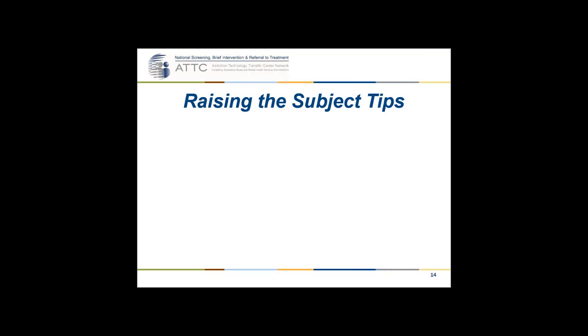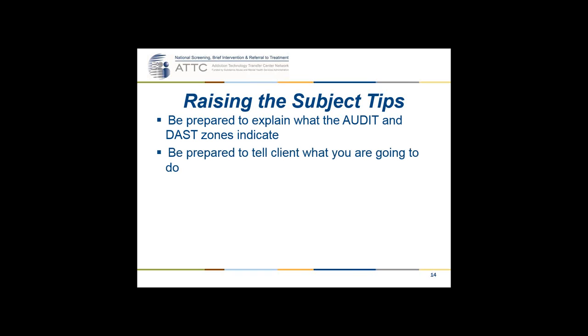So some tips first about the first step, raising the subject: be really prepared to explain what the alcohol or drug zone indicates. And I find this is really a key piece, because if you're going to tell somebody that they are in the risky zone, what does the risky zone mean? Or if you're going to tell someone that they scored in the harmful zone, what does that actually mean? An important piece of the feedback. The other piece is to tell the client about what you're going to do.